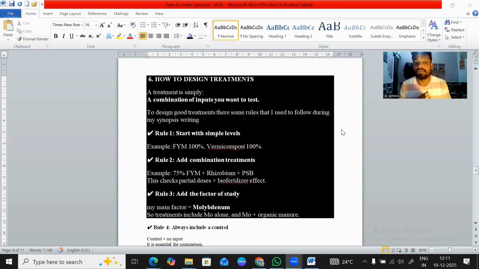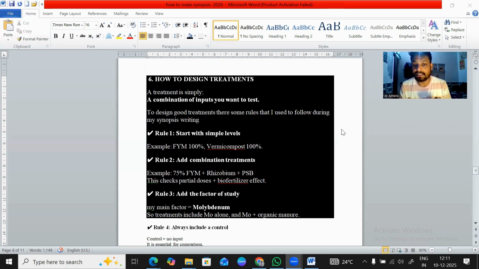So the first rule was like this: start with simple levels. For example, vermicompost 100% will be pretty simple. Rule number two, add combination treatments like this: 75% FYM plus rhizobium plus PSB. These take partial doses plus biofertilizer effects.